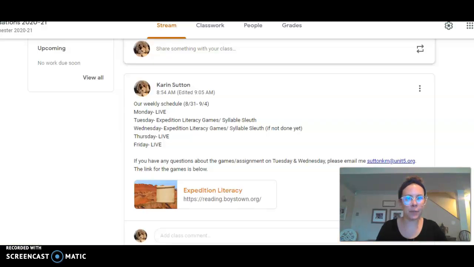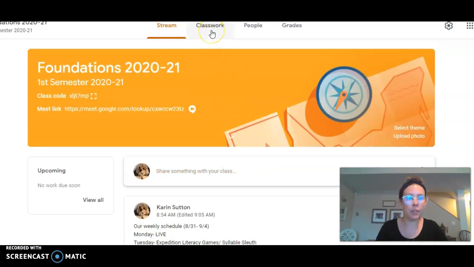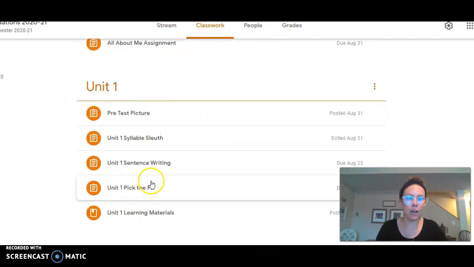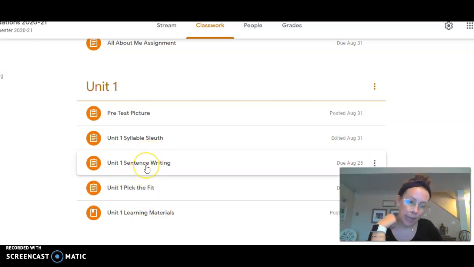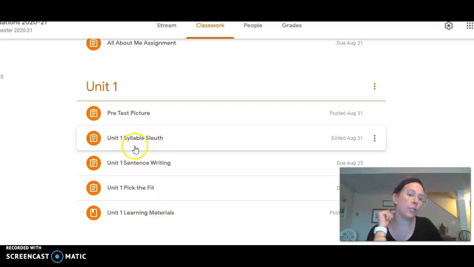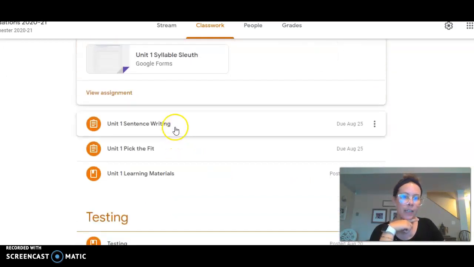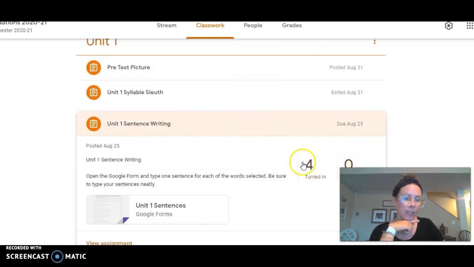Back to classroom. If you go to classwork, this tab at the top, I know that most of you already did all the work for this week early, but Pick the Fit is usually for Mondays, sentence writing for Tuesdays, Syllable Sleuth for Wednesdays. Thursdays, you don't have homework. You have that night to study. And then Friday is the test and no homework, okay? So it looks like 2 of you have done this and 2 of you need to do this. All the other assignments, it shows me everybody's done it, okay?